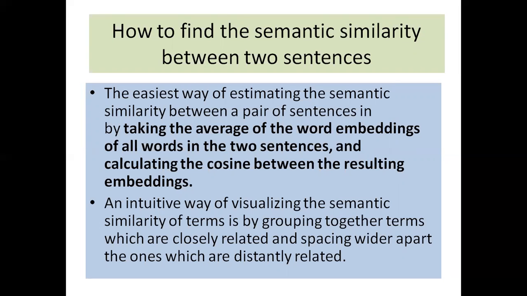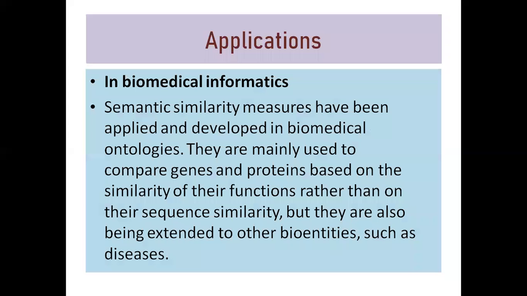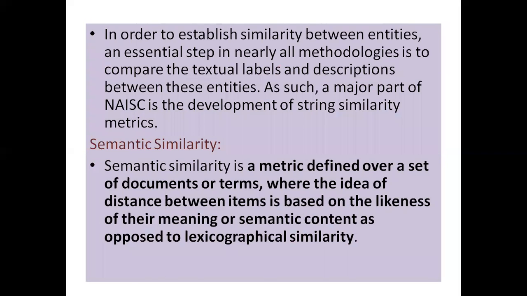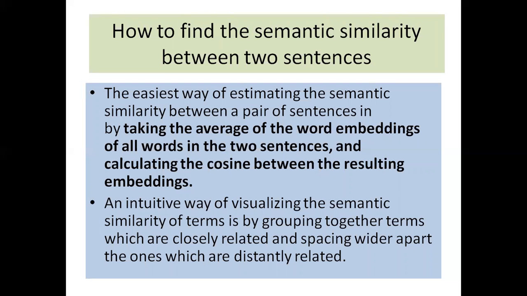This is the formula. An intuitive way of visualizing the semantic similarity of terms is by grouping together terms which are closely related and spacing wider apart the ones which are distantly related. Next, the applications. In this slide, we have seen that we have to find the similarities, and in this slide, we have seen how to find the similarities by the formula. We have to find the average and the cosine between the resulting embeddings.